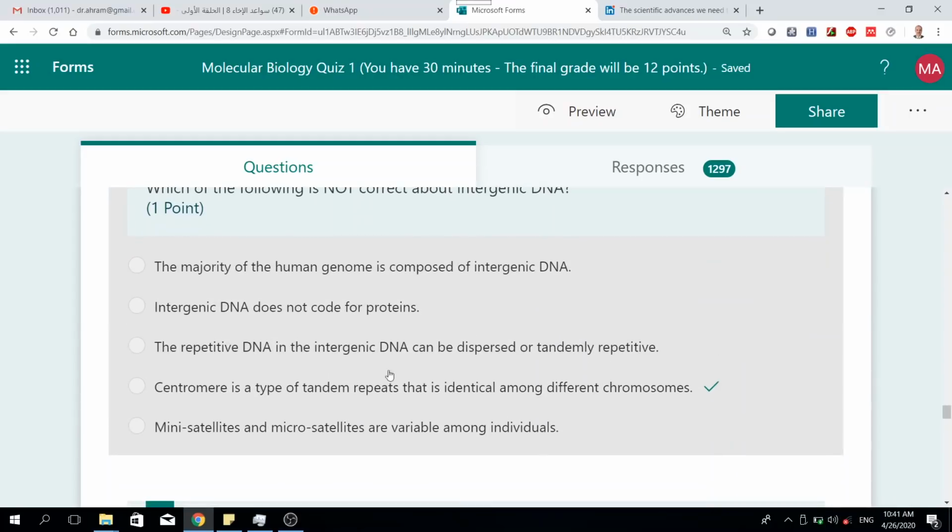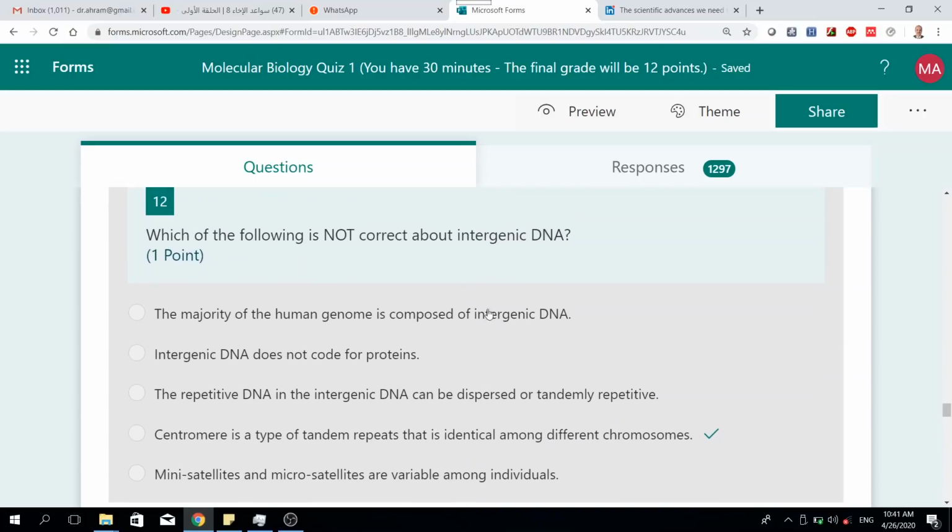The right answer is: the majority of the human genome is composed of intergenic DNA. Well, that's right. What is intergenic? That is outside genes, between genes. Intergenic DNA does not code for proteins. The repetitive DNA in the intergenic DNA can be dispersed or tandemly repetitive, like transposons, for example, like telomeres. They are repetitive and they are intergenic.